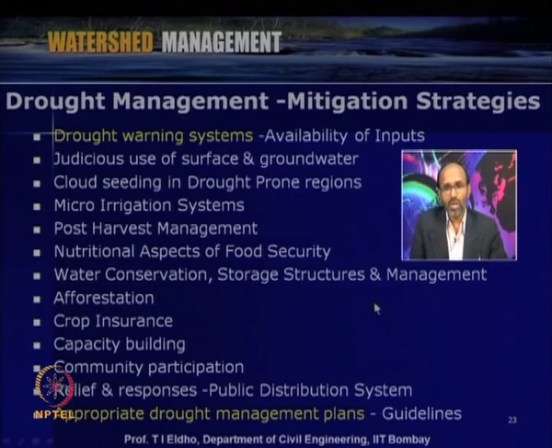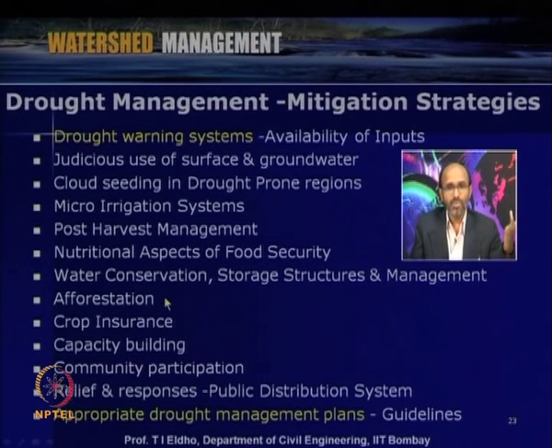Then water conservation, storage structures, management, like the structural measures we can adopt as part of the mitigation strategy. And as we have seen, afforestation: deforestation is a major issue related to drought, so how we can improve the forest cover is another management issue. Then in drought prone areas, most of the farmers are affected by crop loss due to the onset of drought, so the government or various insurance companies can provide appropriate crop insurance. And then how we can build the capacity of the communities, so that capacity building and community participation can be effectively utilized as far as drought management is concerned.